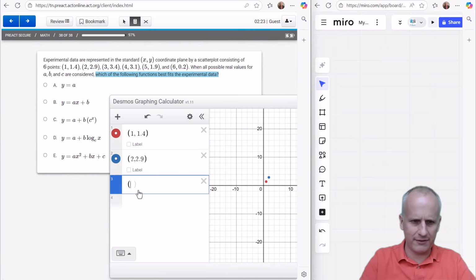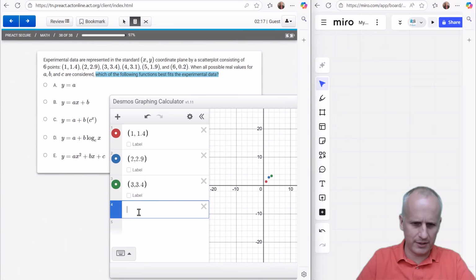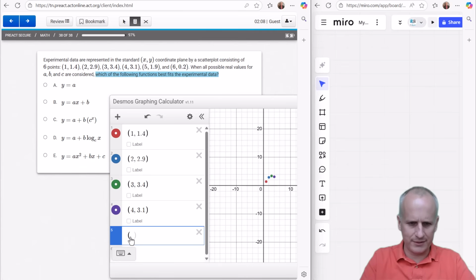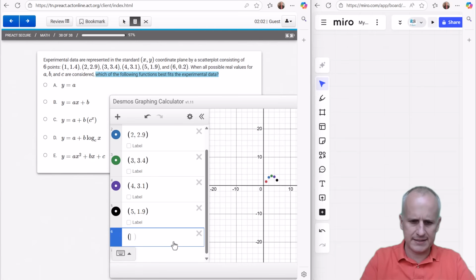Then we're going to have our 3, 3.4. So that's going to go there. And then we're going to have our 4, 3.1. I don't know why, but it bothers my journalism degree that somewhere in this room I'm working in, I don't have the space there. And then we got 5, 1.9. And we've got 6, 0.2.